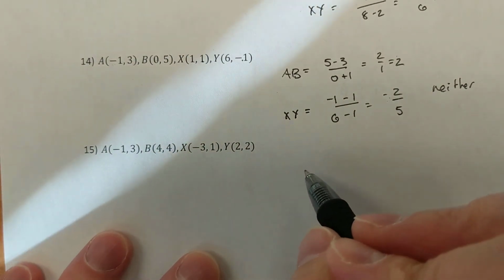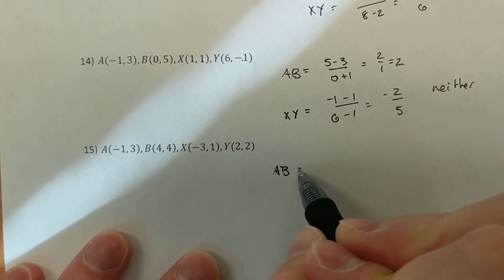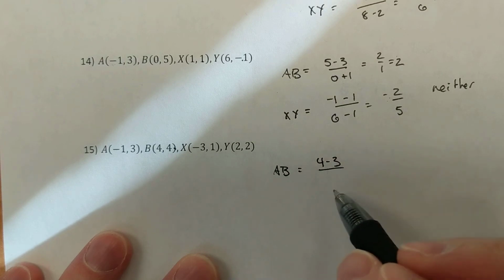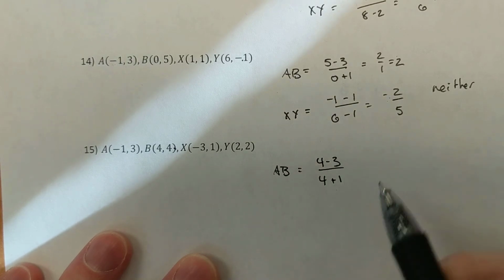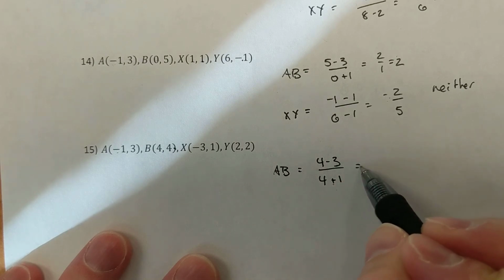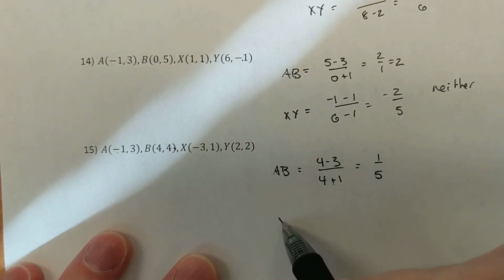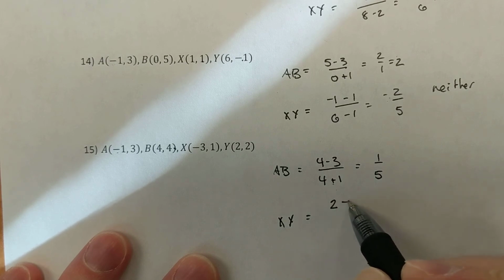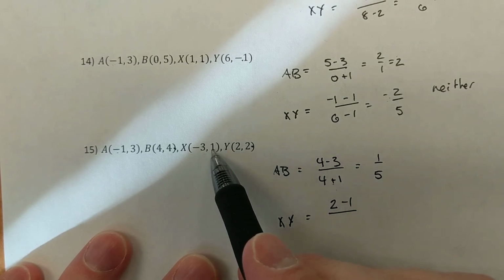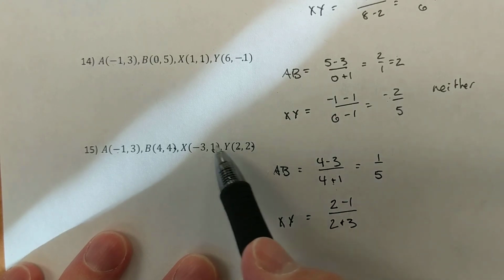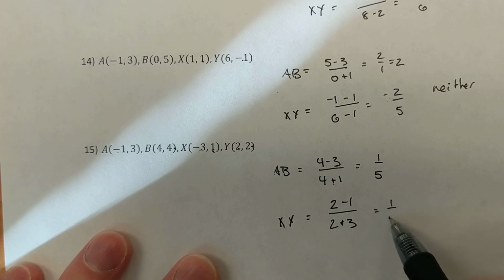And then 15, for AB, you're going to have 4 minus 3, y minus y, x minus x. So once again, you're subtracting a negative, so that's why it's addition down here. So that's 1/5. For XY, you'll have y minus y, so 2 minus 1, and then 2 plus 3, 2 minus negative 3, so that's 1 over 5.